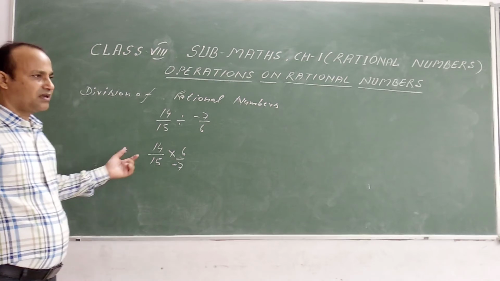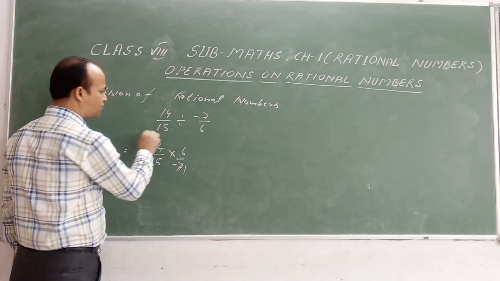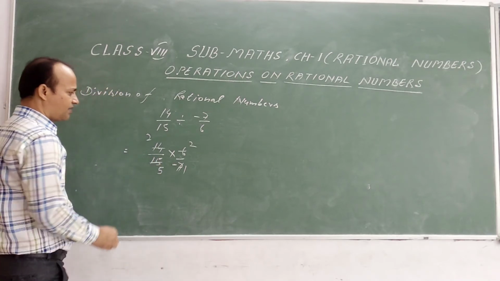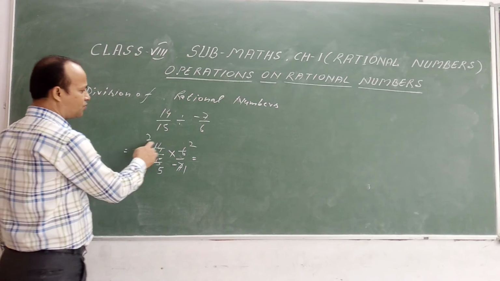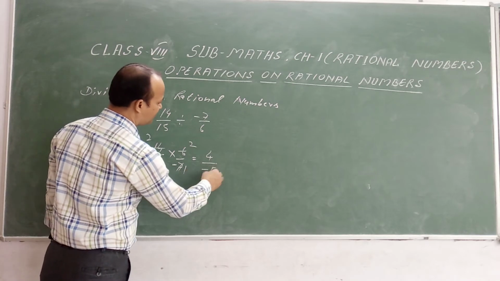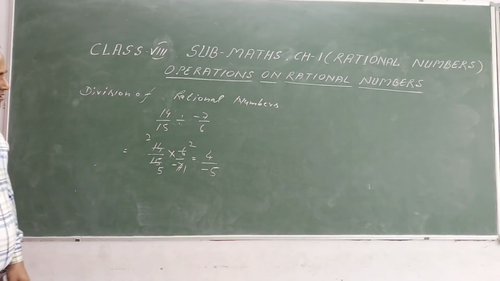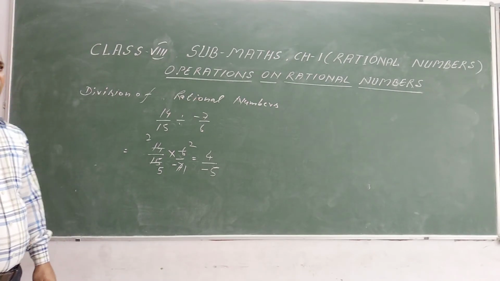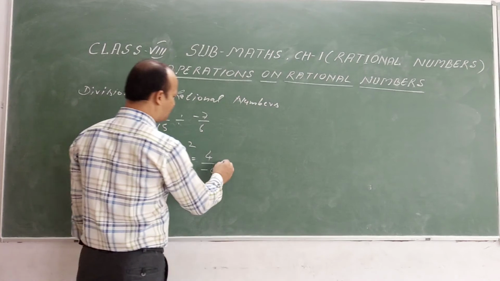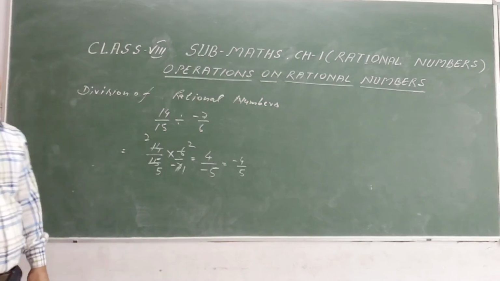If a number can be cancelled, cancel it, like 7 1s are 7, 7 2s are 14, 3 2s are 6 and 3 5s are 15. Now multiply the numbers with the sign. 2 multiplied by 2, that is 4, and here 5 multiplied by minus 1, that will be minus 5. Since rational numbers have no negative sign in denominators, therefore we will write minus 4 upon 5. This is the answer.